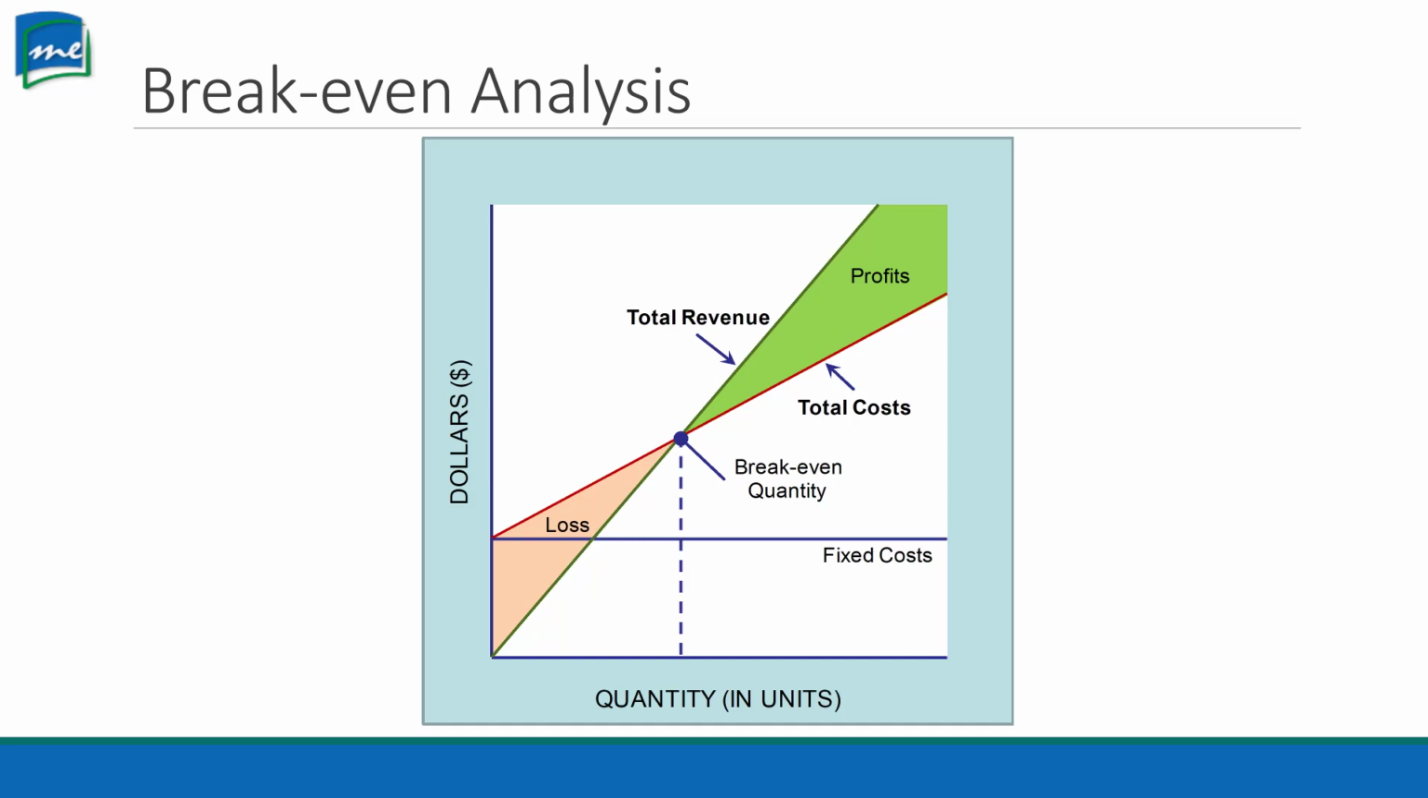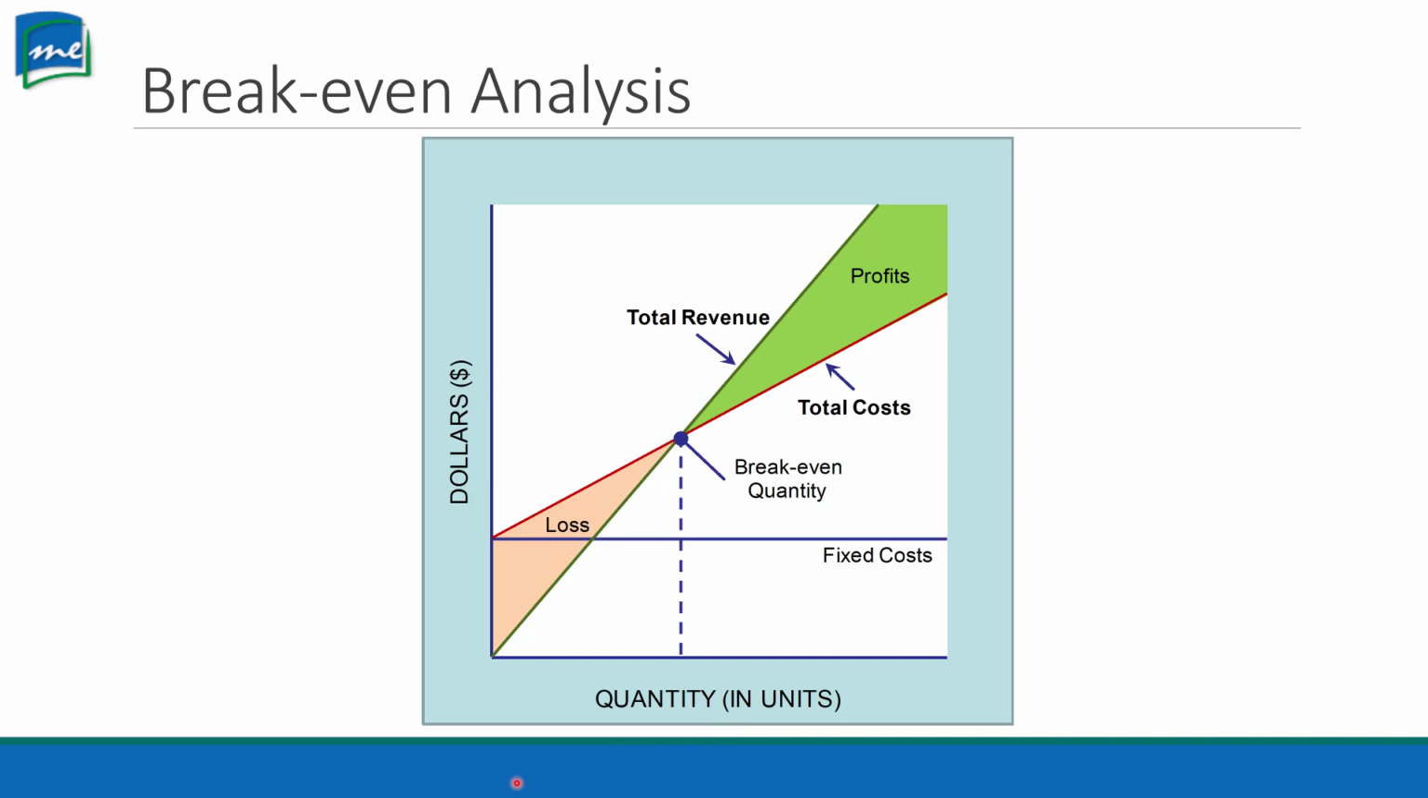We have our break-even quantity. So along the bottom here, we have our quantity in units. On the left-hand side, we have our dollars. So if we have our line here that shows total revenue, it goes from 0 all the way up as we build and create more units. Well, our break-even point is where our total costs equal our total revenue. And anything after that that we create should be adding to profits.